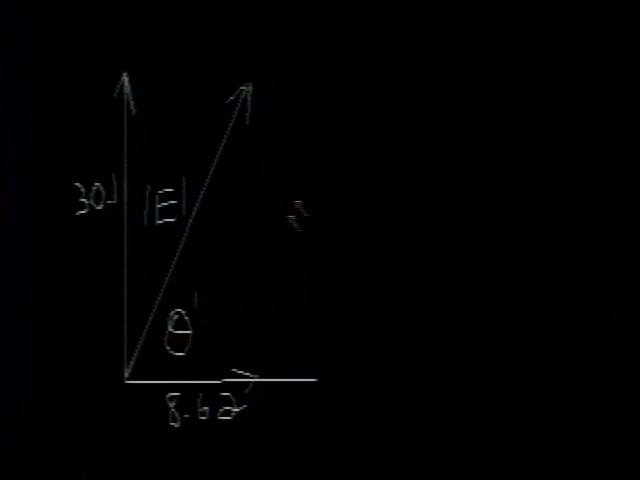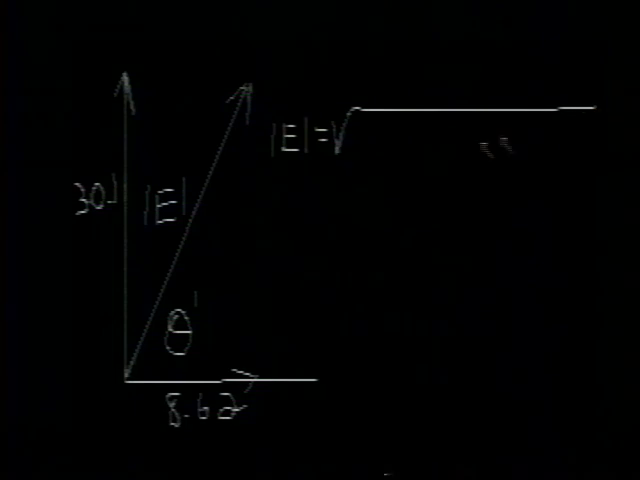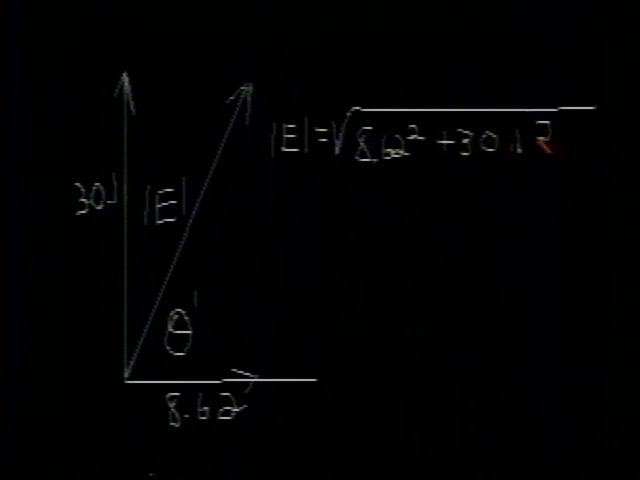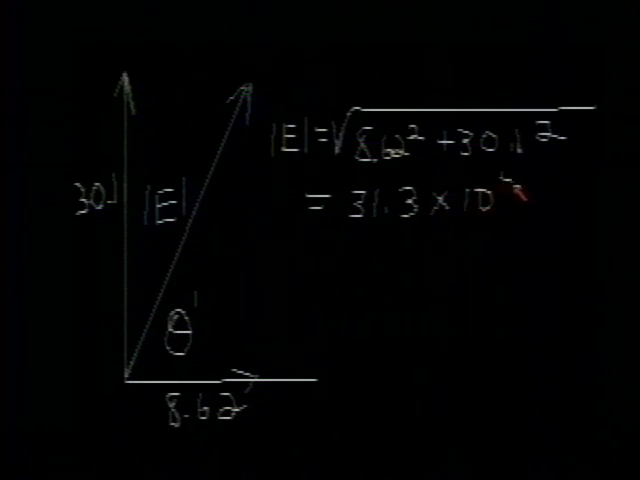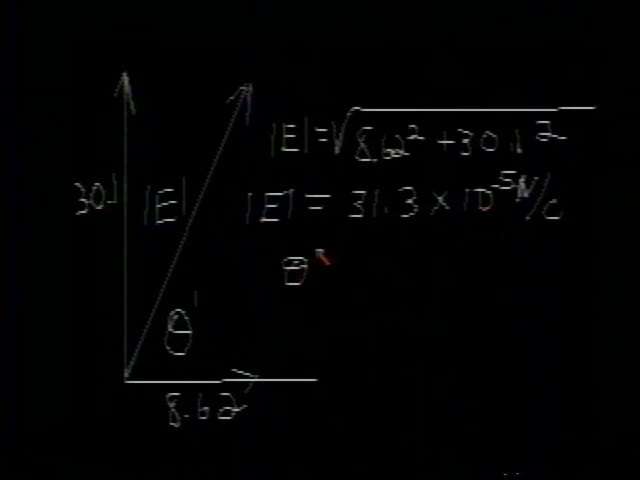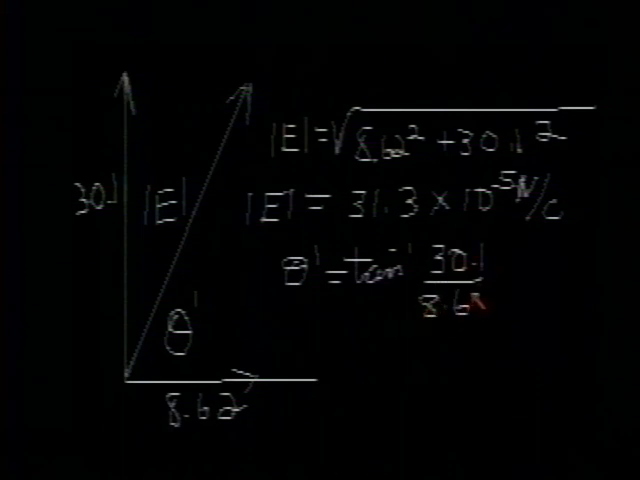The magnitude of E we can find from the Pythagorean theorem. It is simply the square root of 8.62 squared plus 30.1 squared, and that turns out to be 31.3, and I will put in the factor 10 to the 5th newtons per coulomb now. So that's the magnitude of our resultant vector. The angle that it makes with the x-axis, the inverse tangent of the y component 30.1 over the x component 8.62, comes out to be 74.0 degrees. All right, that is our problem. We have solved for both the magnitude and the direction of our resultant electric field. Let us move on now to our next problem.